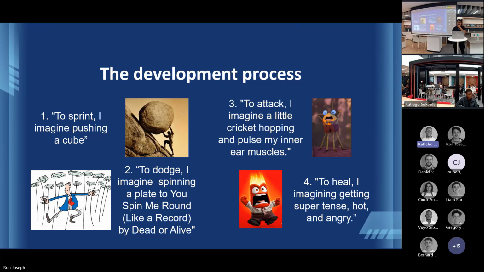So, for sprinting, she imagines herself pushing a cube. For dodging, she imagines herself spinning a plate to "You Spin Me Around" by Dead or Alive. For attacking, she imagines a little cricket hopping and also pulses her inner ear muscles. And finally, for healing, she imagines getting super tense, hot, and angry. These 4 thoughts involve different parts of the brain and create 4 distinct brainwave patterns, enabling different actions to be done.